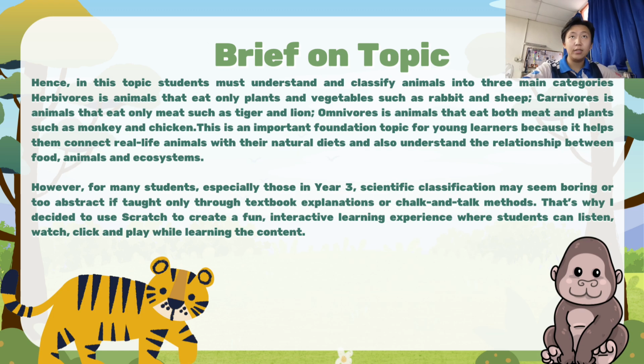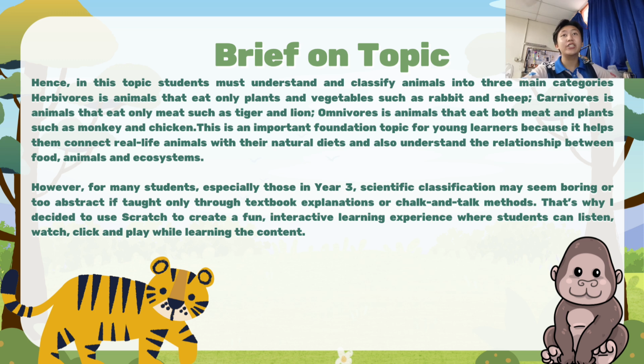Hence, in this topic, students must understand and classify animals into three main categories. That is herbivores, animals that eat only plants and vegetables. What animals are herbivores? That is rabbit and sheep. The second category is carnivores. What is the meaning of carnivores? Carnivores are animals that eat only meat. What are examples of carnivores? Such as tiger, specifically the Malayan tiger, and lion.